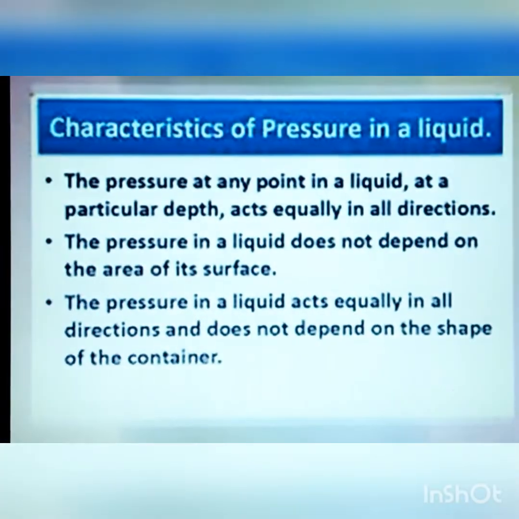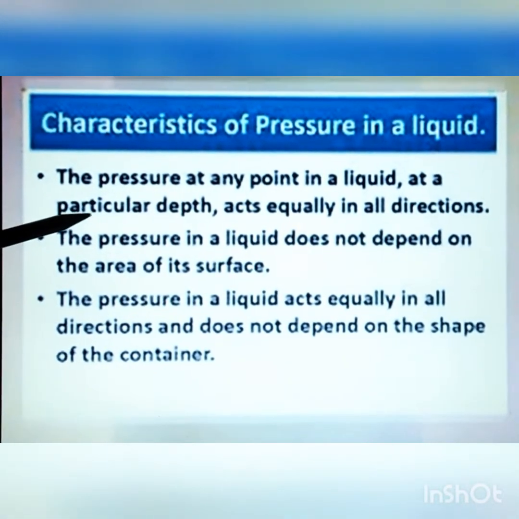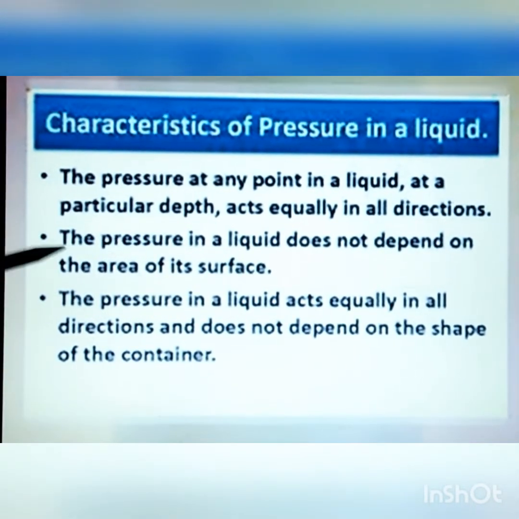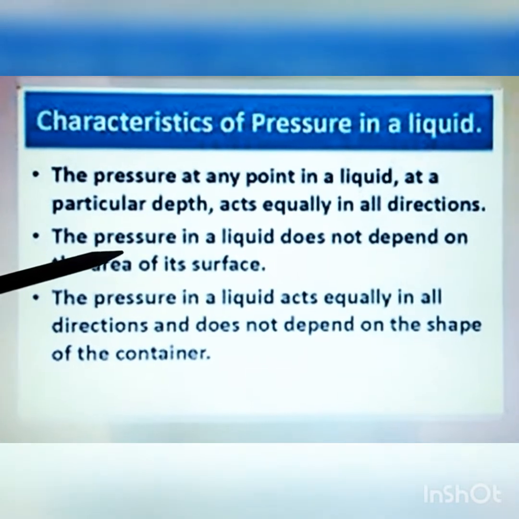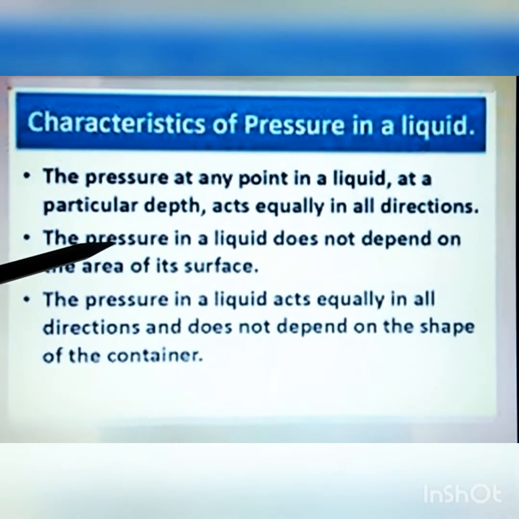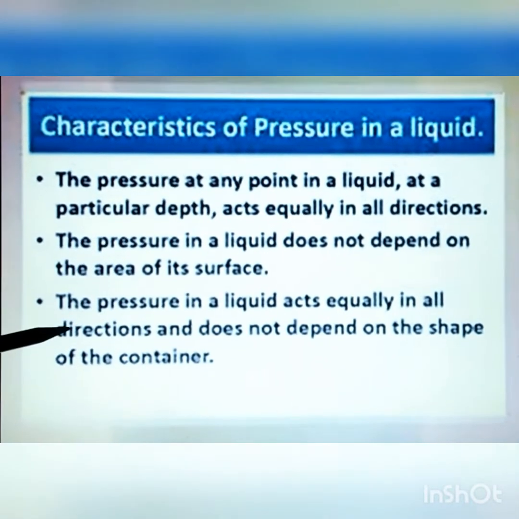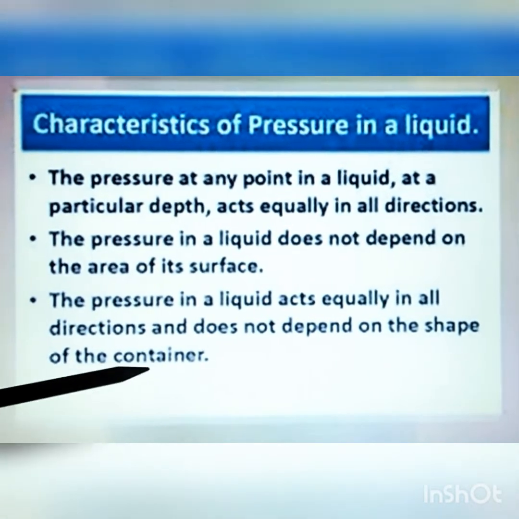Now what are the characteristics that we have learned about the pressure in liquid? The pressure at any point in a liquid at a particular depth is equal in all directions. Then the pressure in liquid does not depend upon the area of the surface. That means the same amount of water in a glass or in a bottle or in a beaker will apply the same pressure. The area does not have any role to play. Then the pressure in liquid acts equally in all directions and does not depend upon the shape of the container.